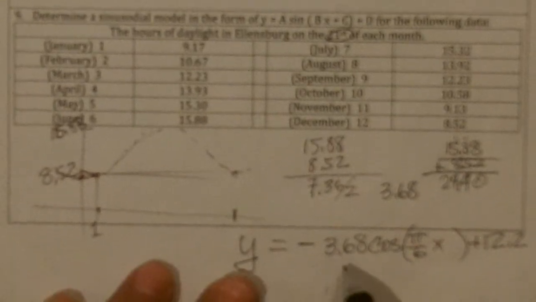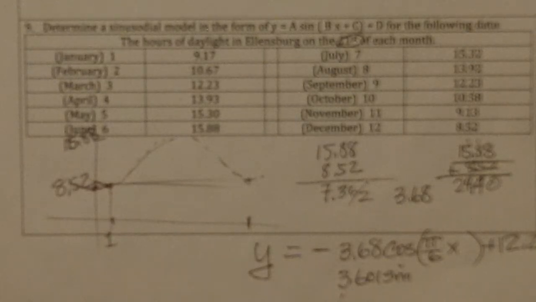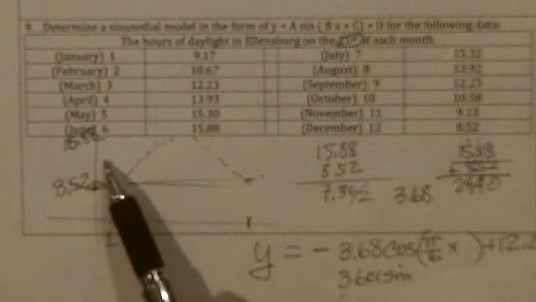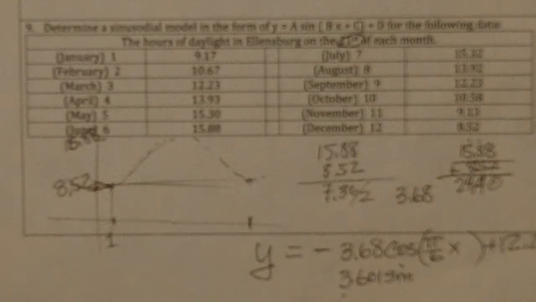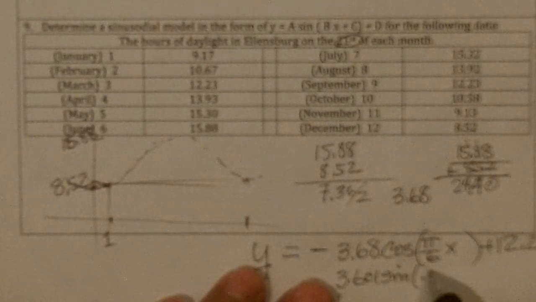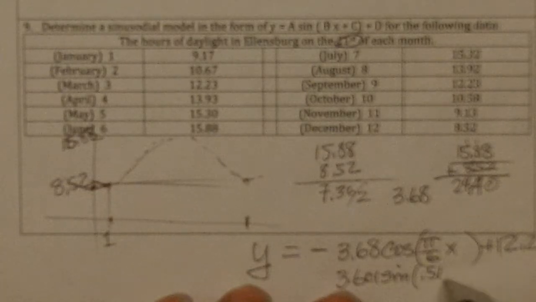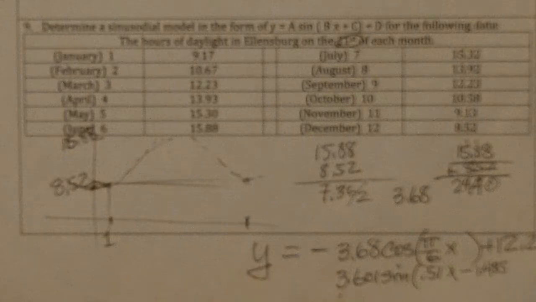See this person doing it on the calculator. Yeah, the calculator gives you 3.601 sine, so just about the same amplitude. It used a positive sine, which starts in the middle. Well, this curve's over here, so we'd have to move it this way, so we'd have to subtract some. And it said a pi over 6, which is about 0.51, is what the calculator gives you. x minus 1.485.